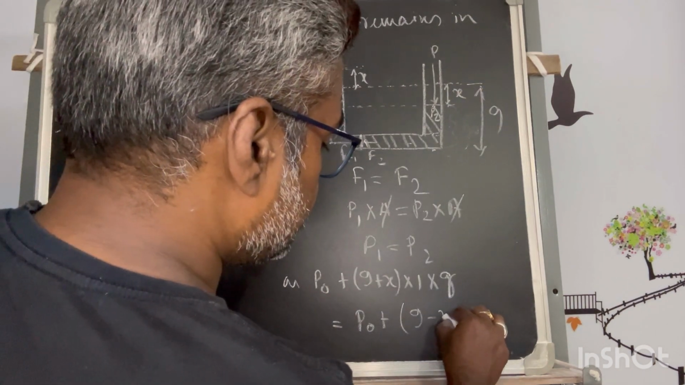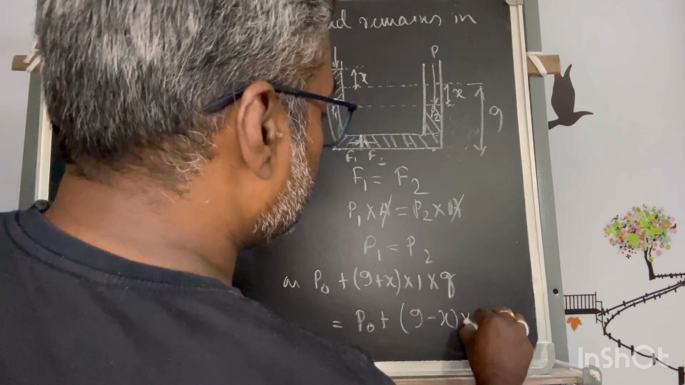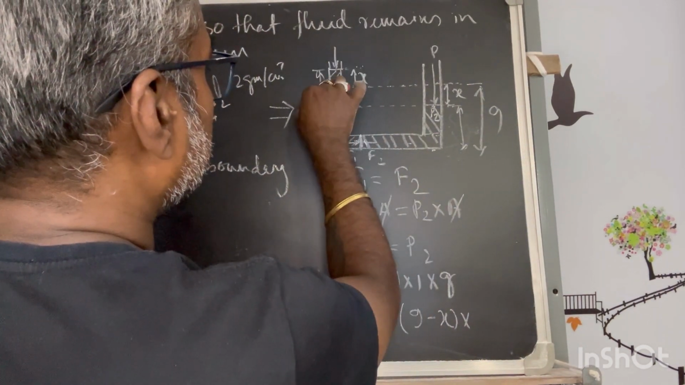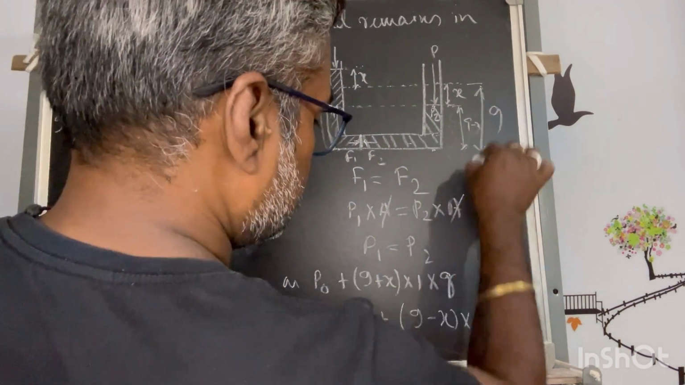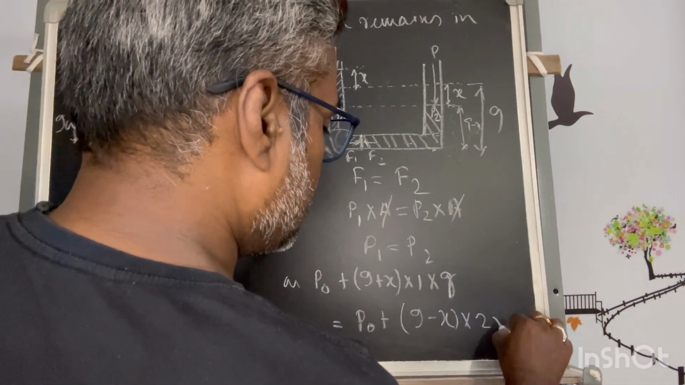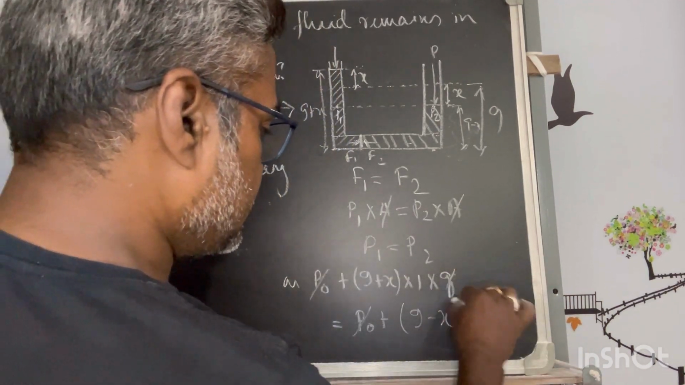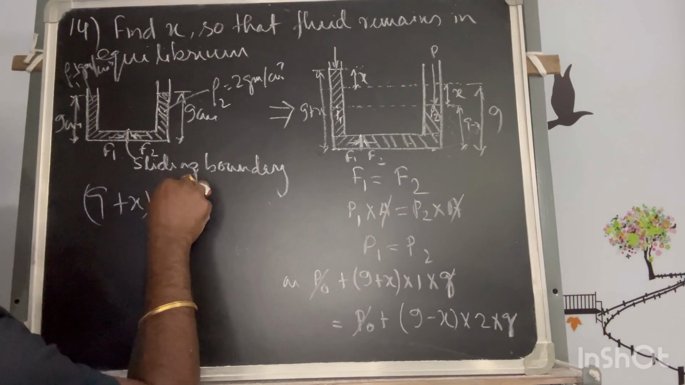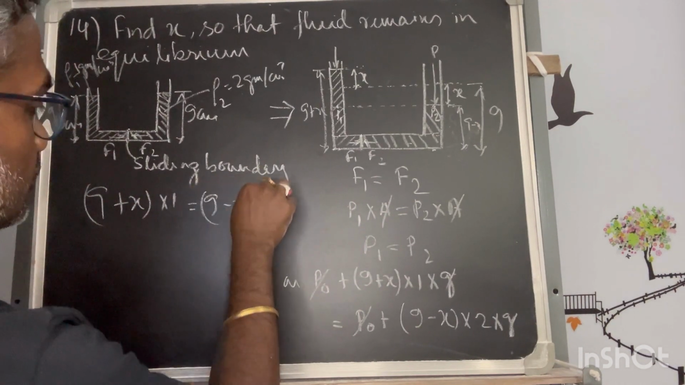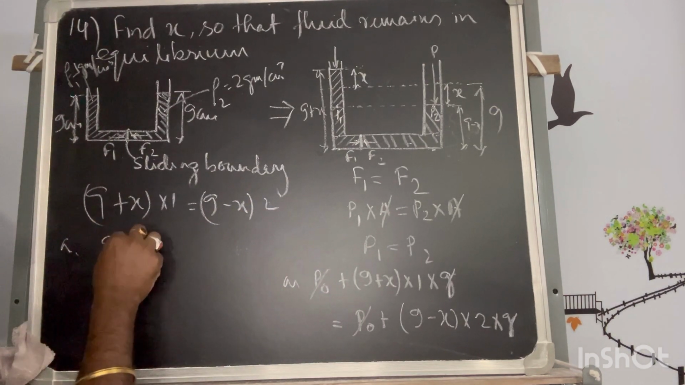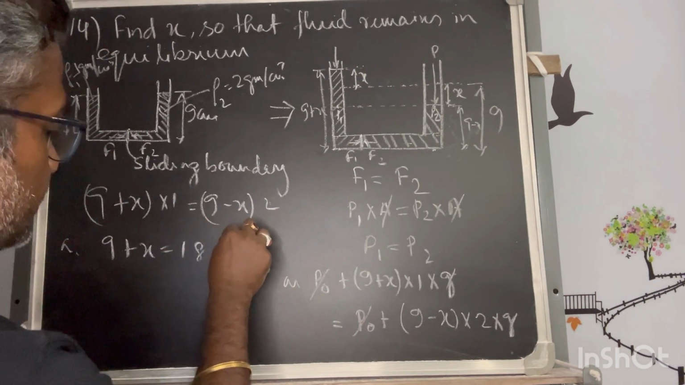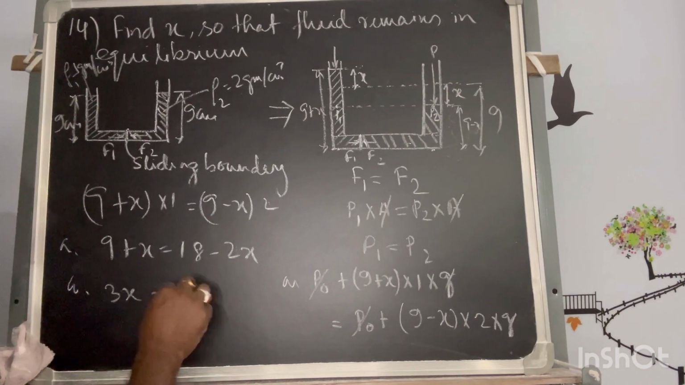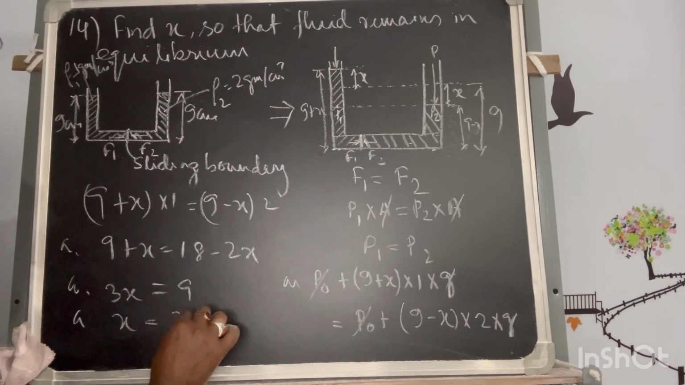Okay, so this is equal to 9 minus x, the height will be 9 minus x into this part. This is 9 plus x, this is 9 minus x. So height is, and your density is 2 into g. So P cancelled out, g cancelled out. Ultimately, 9 plus x into 1 is equal to 9 minus x into 2. So now 9 plus x is equal to 18 minus 2x, or 3x is equal to 9, or x is equal to 3.